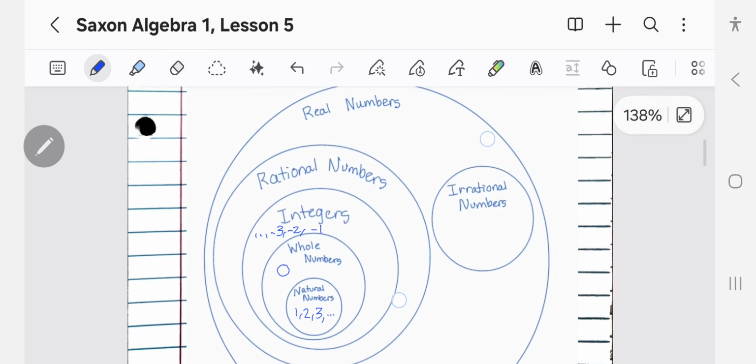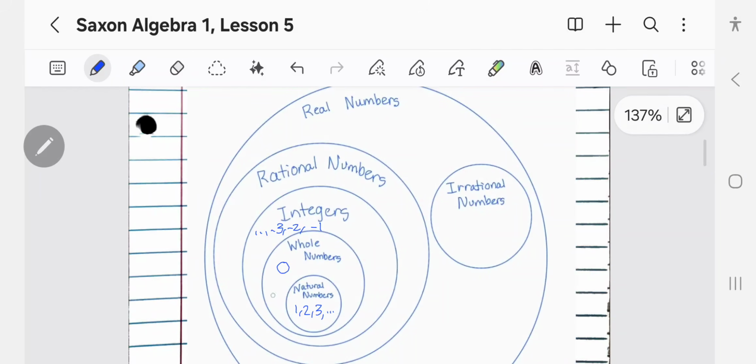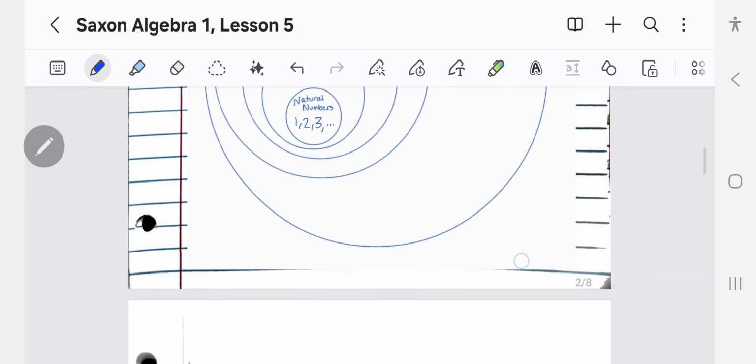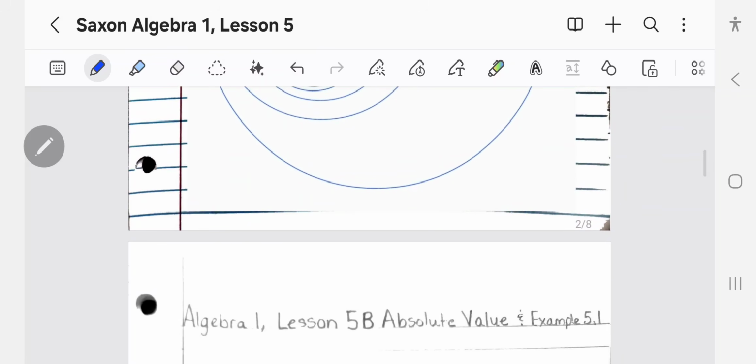We also talked about reals, and that's this whole set. All of these sets are reals. When we talked about pi, we briefly mentioned irrational numbers, numbers that don't repeat or don't terminate. So we could put pi over here in the irrational set. We'll talk more about that later. And then we'll be headed to absolute value in the next video.